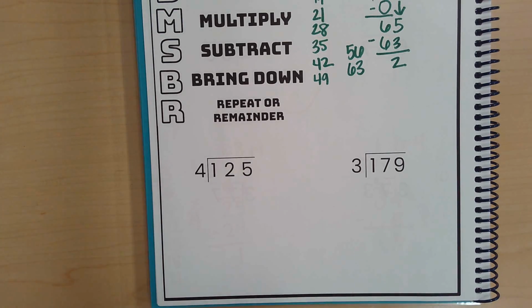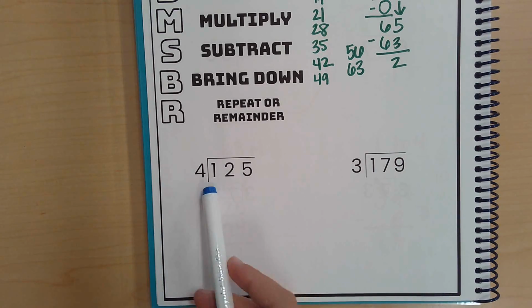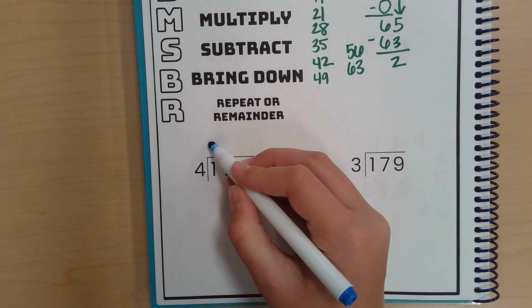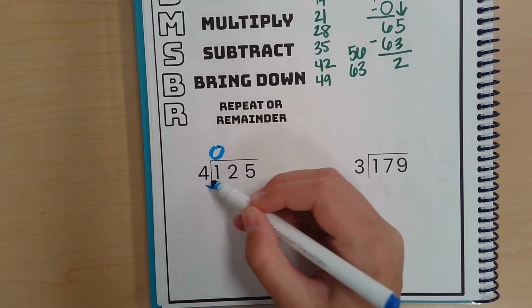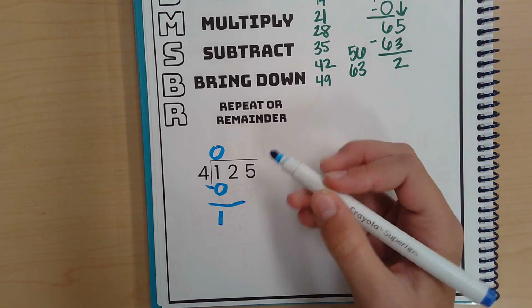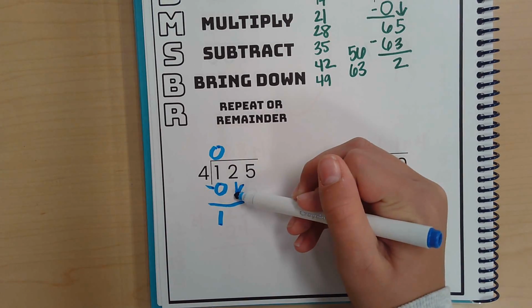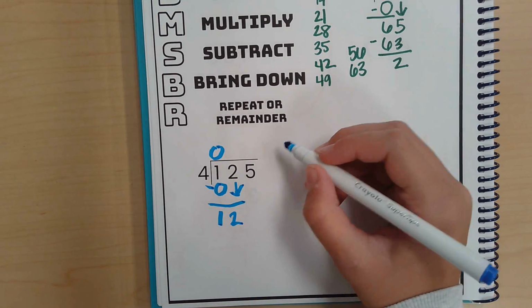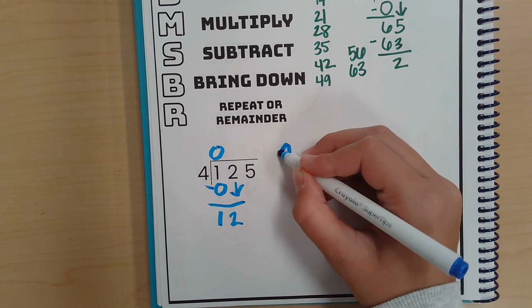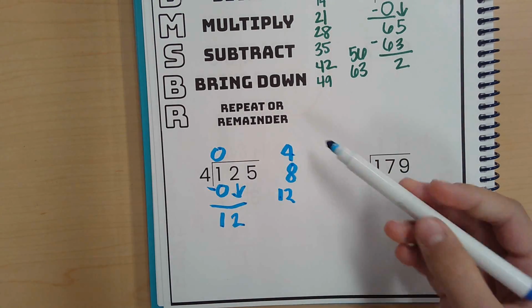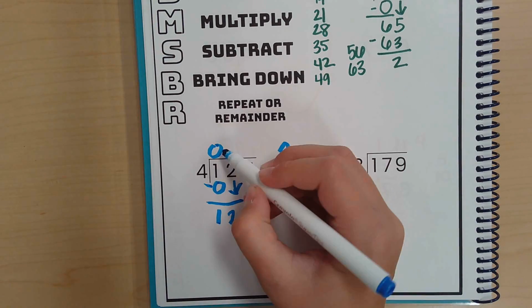Okay, so first you're going to do how many, since you can't put 4 into 1 anytime, you're going to put a 0 right here. And now we're going to subtract that 0 from the 1, which equals 1. And now we're going to bring down our 2. And how many times can 4 fit into 12? So we're going to count by our 4. So we're going to go 4, 8, 12. Since we got to the exact number, that will be 1, 2, 3 times.